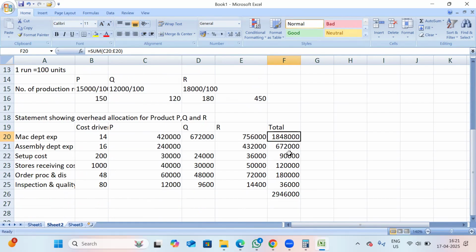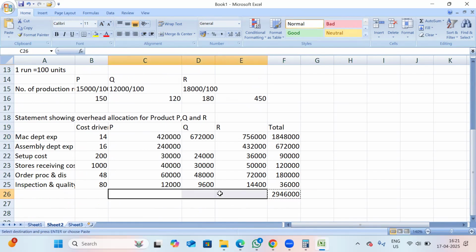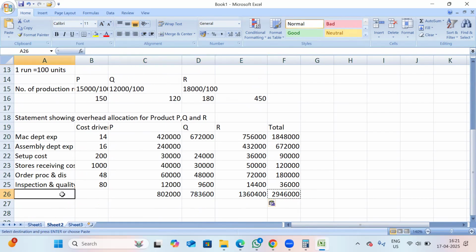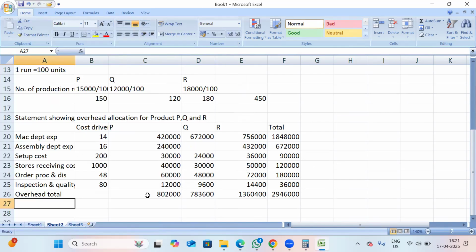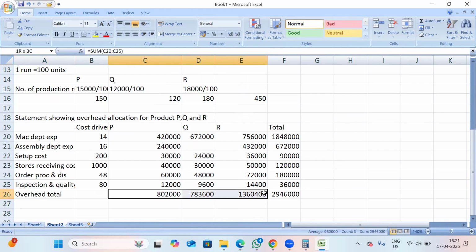So usually what will happen, we need to calculate the total for each and every product. That makes it very simple. Because in the question they have asked what overhead costs are allocated to each product, now I can easily see 8,02,000 overhead cost is allocated to P and 7,83,600 for Q. So this total is also very important for us to get the full marks.